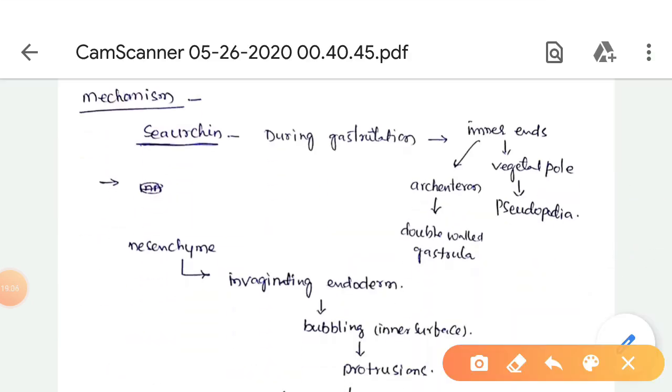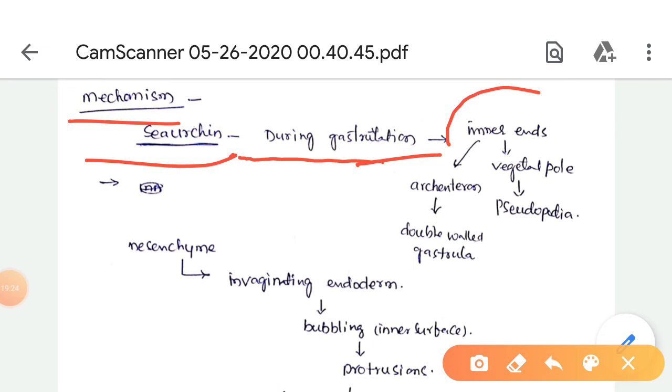And next one, mechanism of morphogenetic movements. So here the example of sea urchin. In the sea urchin, during the gastrulation period, the inner ends of the cells are present at the vegetal pole. These inner end cells present at the vegetal pole develop many pseudopodia.